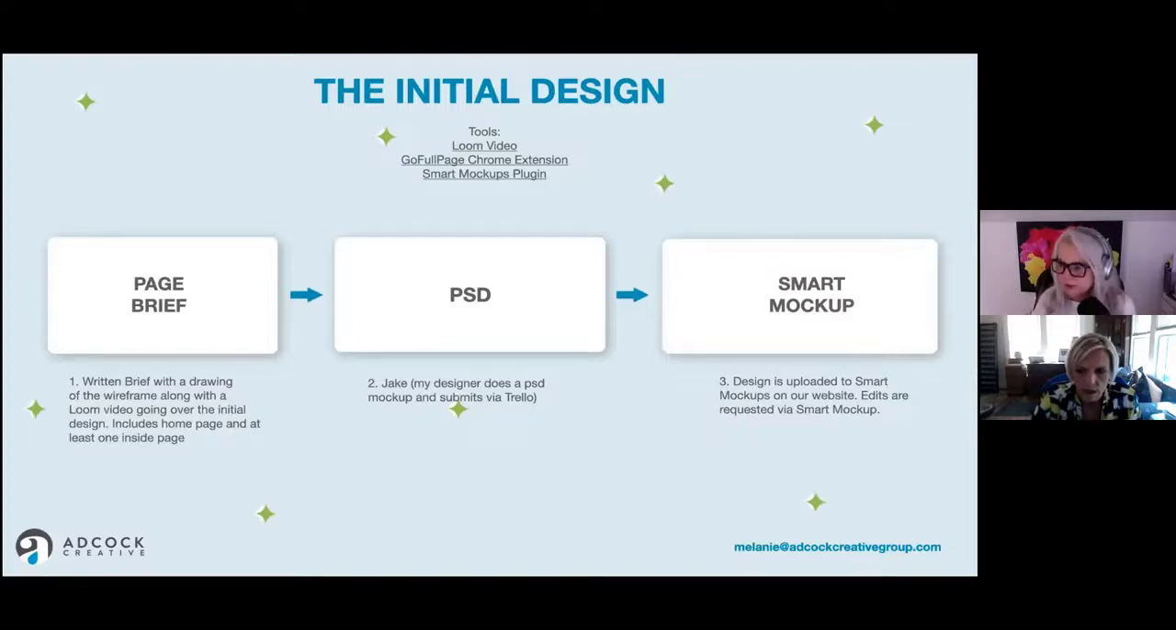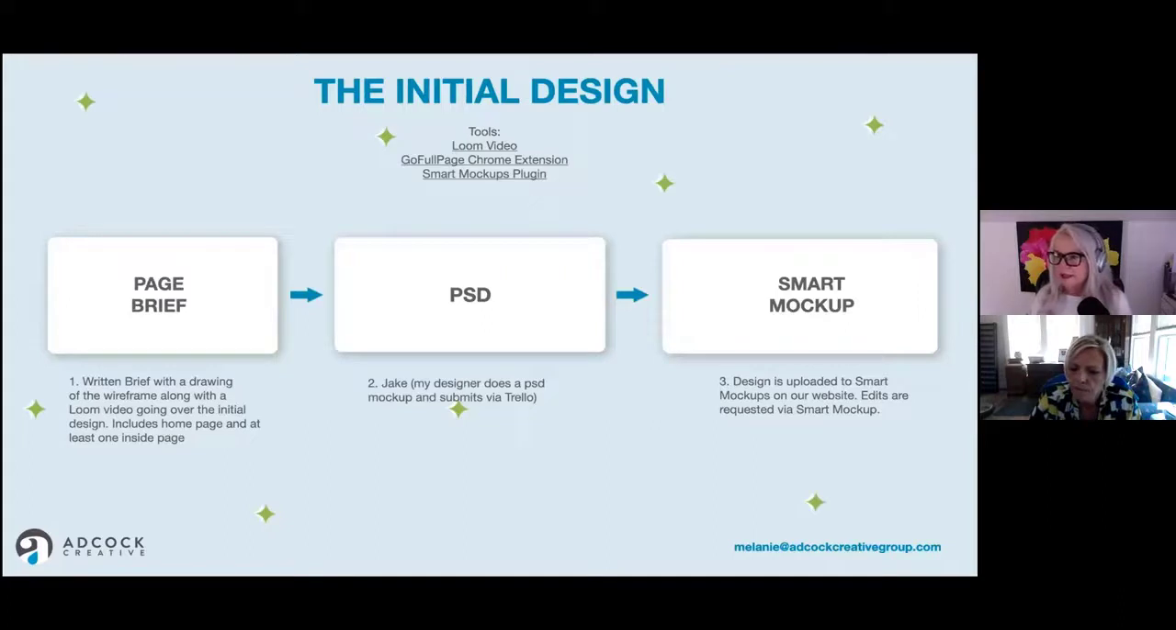I use Loom videos all the time with my VA. I walk him through the screenshot or the wireframe, the drawing, then go through what I want on each section. I include that in Trello for him. So that gives him all the resources. I give him the text. I give him any of the images, logo, anything that he needs to create that Photoshop file. He takes it into Photoshop. He does a mock-up and submits it back to me.